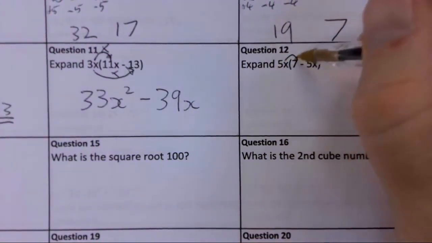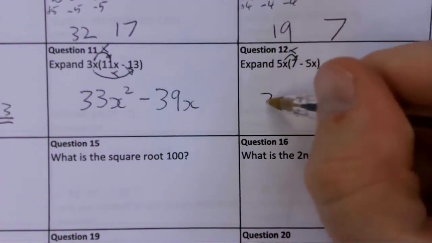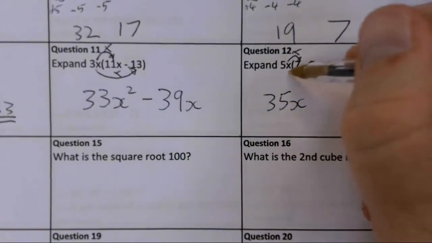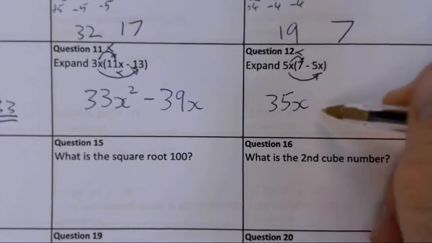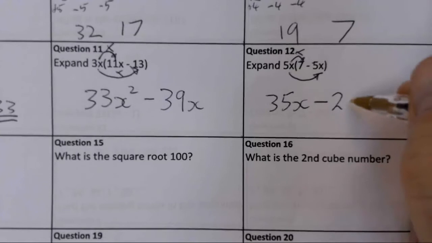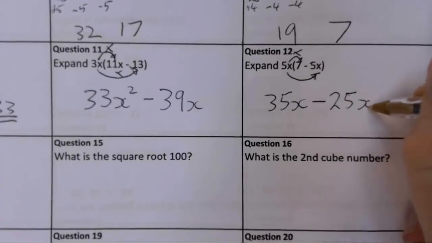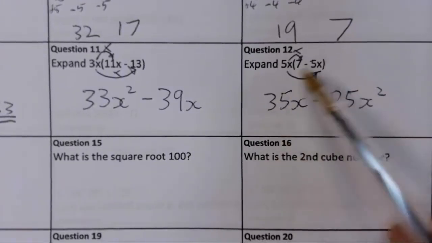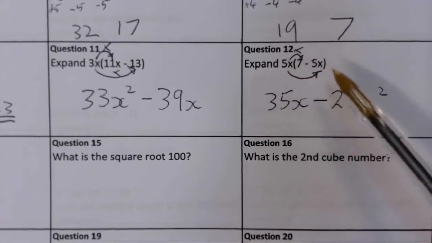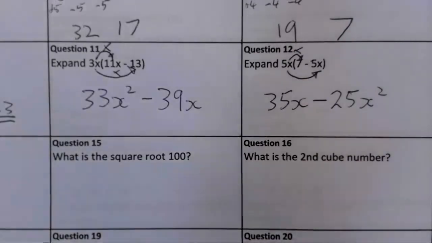This one, 5x times by 7, is going to be, 5 times 7 is 35, but I've got 1x. And then I do 5x times by minus 5x. Well, 5 times 5 is 25, but this is takeaway here. So this is going to be minus 25x squared, because what I've got is 5x times by minus 5x. And we know when we have a positive times by a negative, we get a negative there.